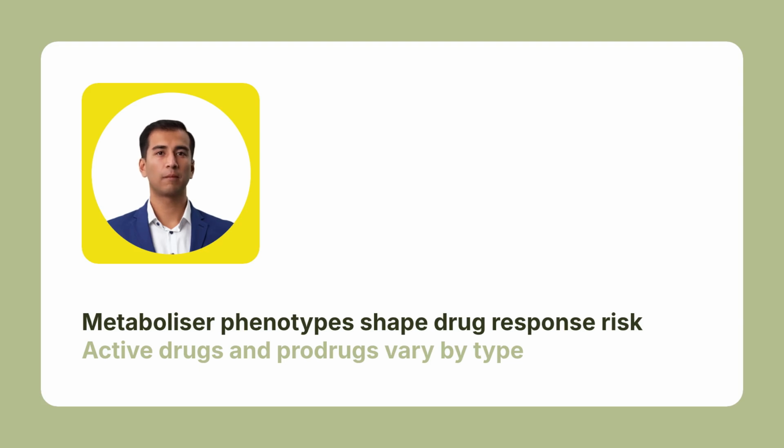Genetic variation in metabolizing enzymes creates poor, intermediate, normal, rapid, and ultra-rapid metabolizer phenotypes. For an active drug, poor metabolizers can accumulate parent drug and face more dose-related toxicity. For a prodrug, the logic reverses because metabolism is needed to create the active form.